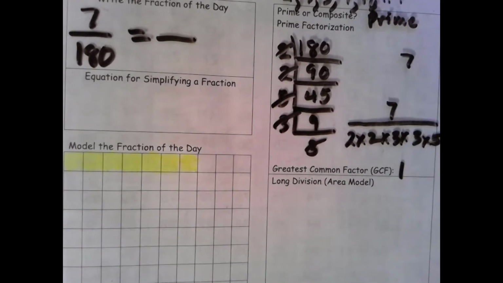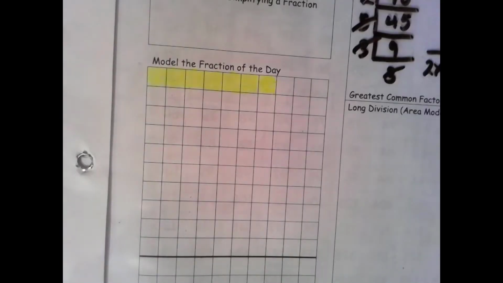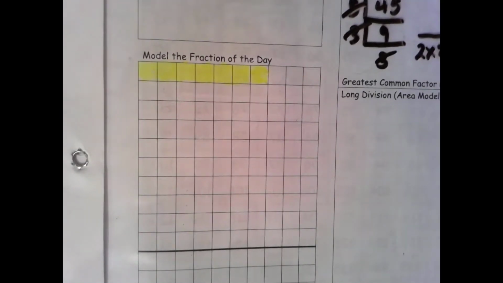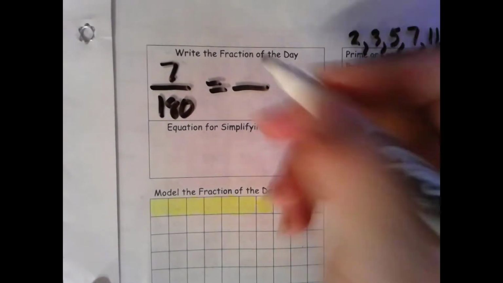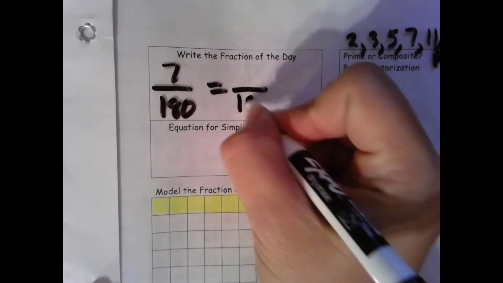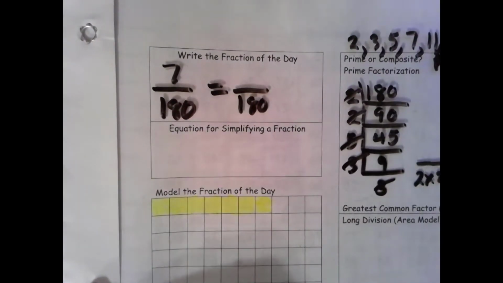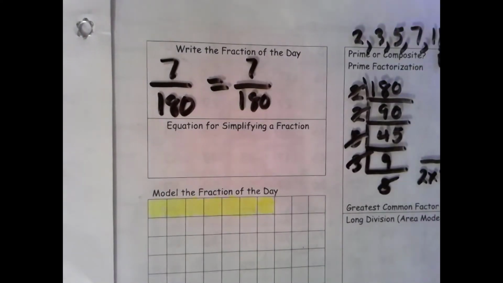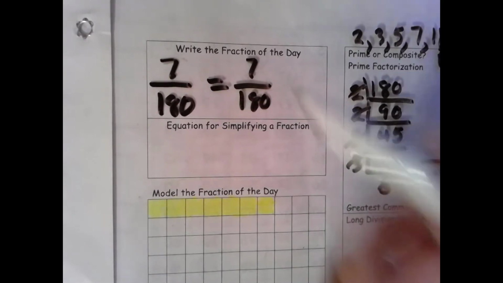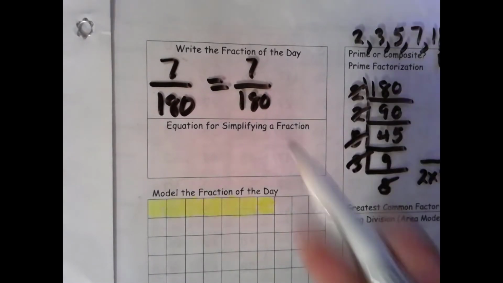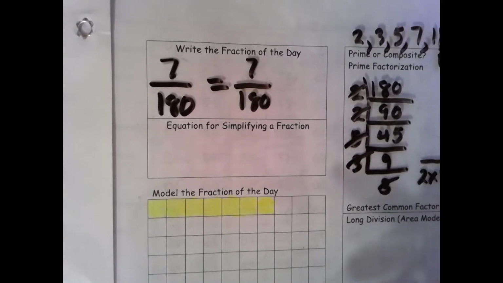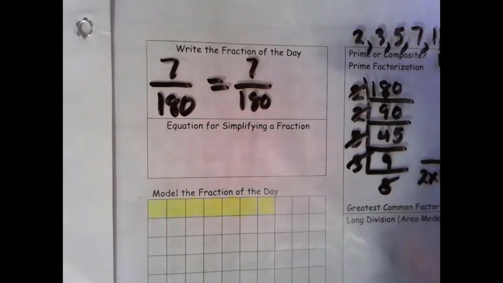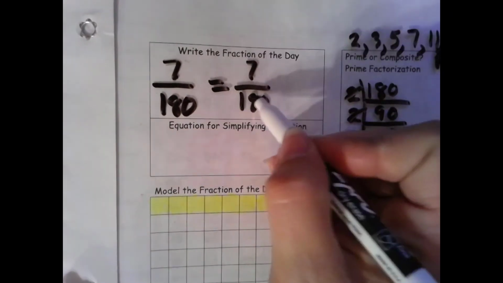So let's go ahead and make our groups of 1. Done. How many total groups of 1 do we have? We have 180. How many groups of 1 are shaded in? There are still 7. So this is the simplest form. We can make an equivalent fraction that's larger. I could multiply both by 2. So an equivalent fraction could be 14 over 360. But there's not one in lower terms. This is it. Simplest form.